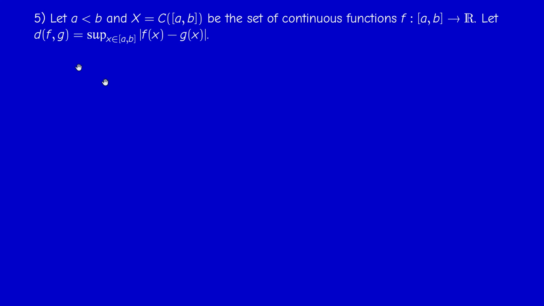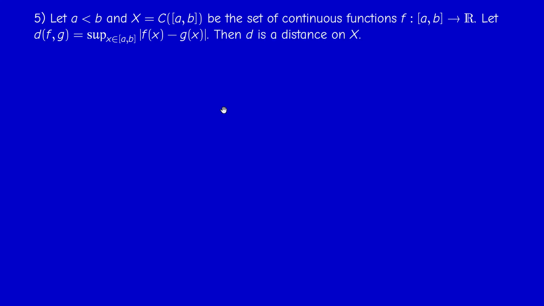Okay, and for any two functions f and g in this set, for any two elements in X, so if f and g are elements of X, they are continuous functions from [a,b] to R. So I set d of f and g to be the supremum, or the maximum actually, of f of x minus g of x in absolute value. We know that we can put max instead of sup here because we know that a continuous function has a minimum and maximum value on a compact interval. Okay, so this is the biggest distance, if you like, between f of x and g of x.